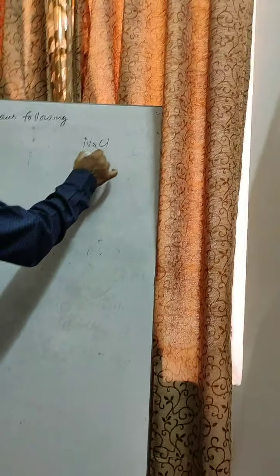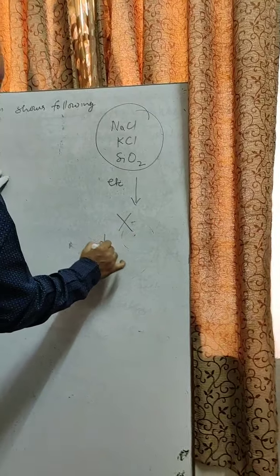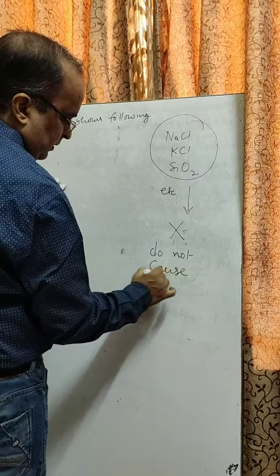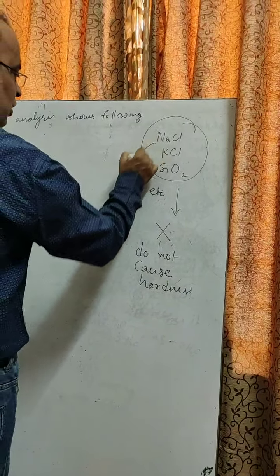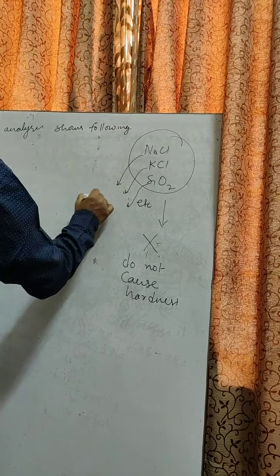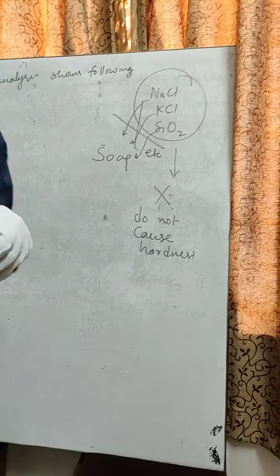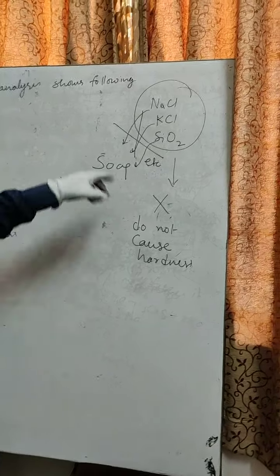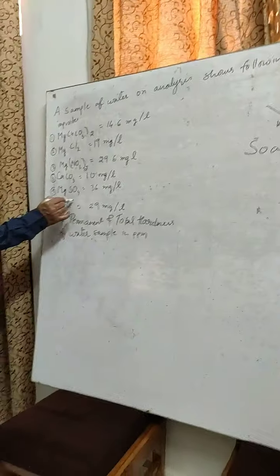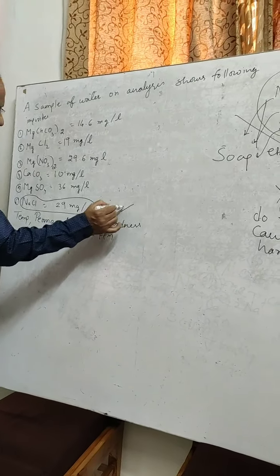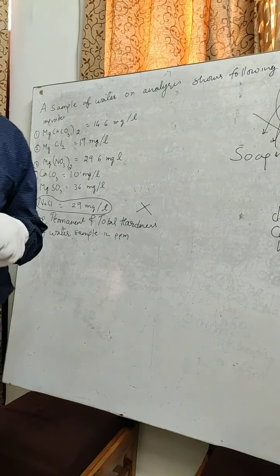One more thing that is to be taken care of: sodium chloride, potassium chloride, SiO2, etc. do not cause hardness. Why? Because sodium chloride, potassium chloride, and SiO2 do not react with the molecule of soap. They are not interfering in the process of lather formation, so even if the amount of sodium chloride is given, it is not considered for calculating the lime and soda requirement.